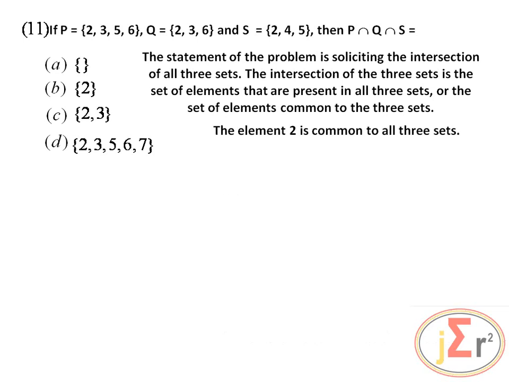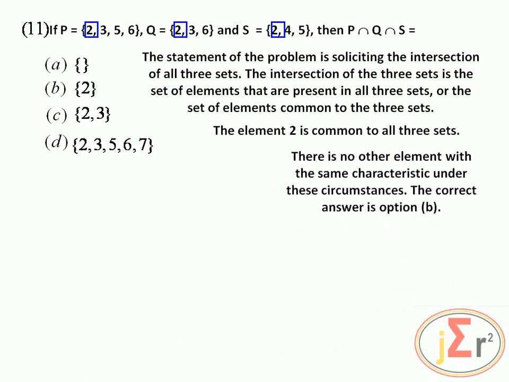That element is 2. The element 2 is common to all three sets. We do not have another one that is present in all three sets. There is no other element with the same characteristic under these circumstances. The correct answer is option B.